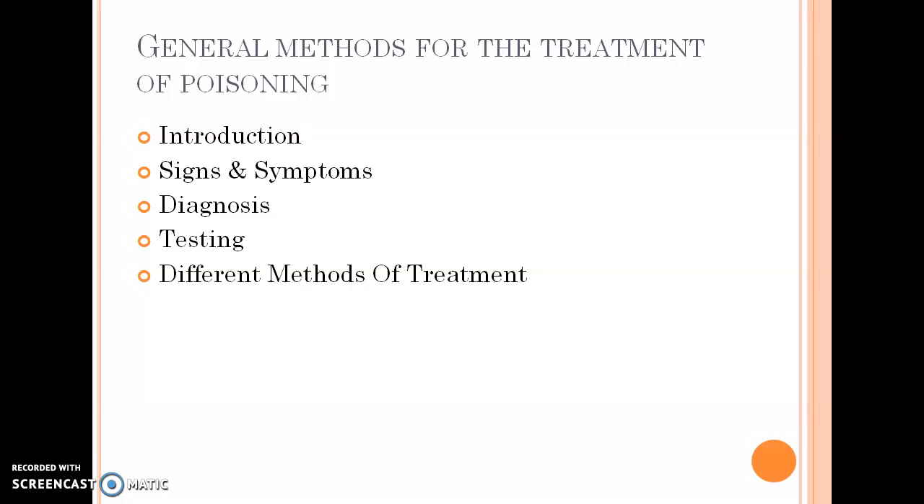The topic deals with general methods for the treatment of poisoning, and the topic is going to be covered with different subheadings like introduction, signs and symptoms, diagnosis, testing, and different methods of treatment of poisoning. Particularly, the couple of slides deal with the definition and the introductory details associated with poisoning.